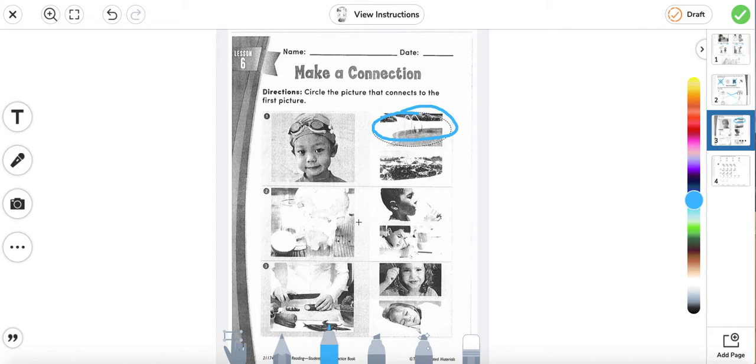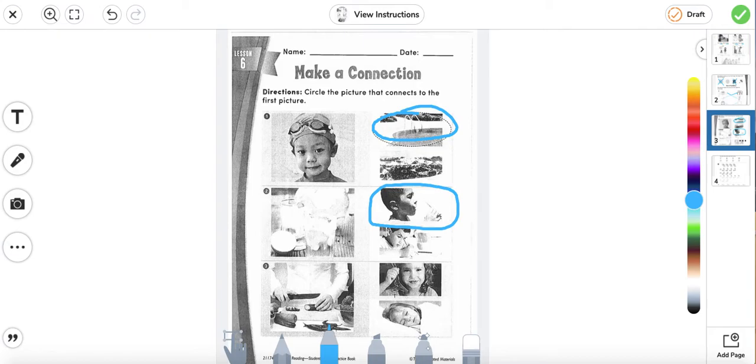Let's look at number 2. We see a picture of a cup, a fruit. What do you think, which picture connects to this one? The boy drinking something or the boy doing work? Yes, drinking something. He's probably getting his food ready to eat. Let's look at number 3. We see a picture of someone chopping vegetables.